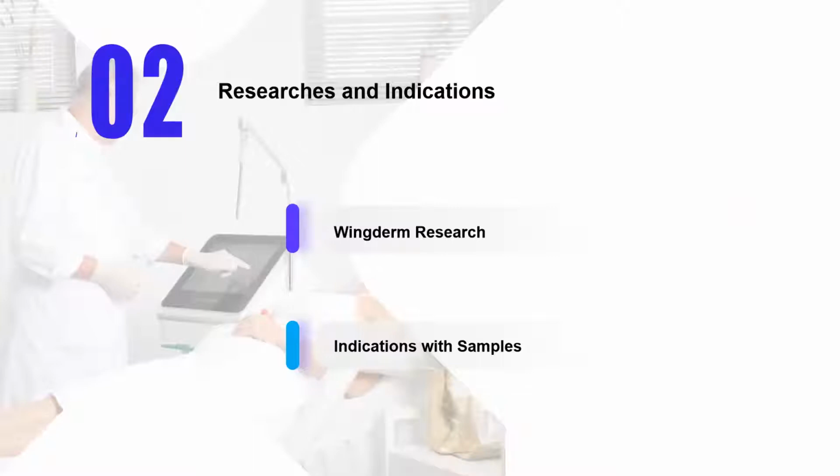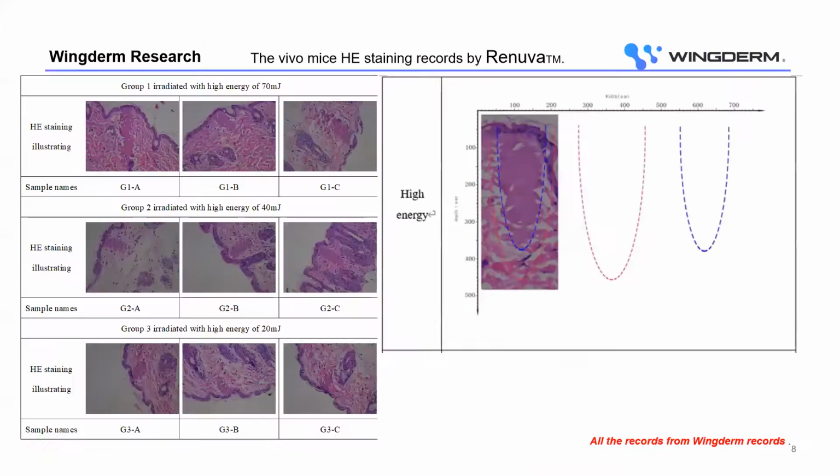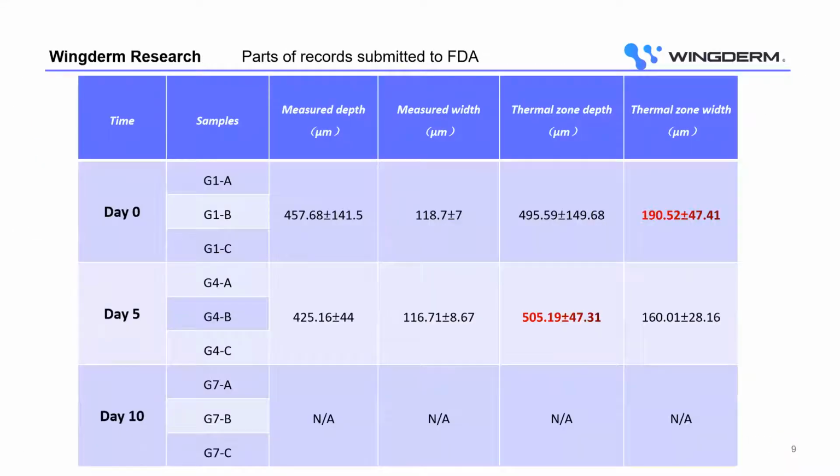Second part is about the research and indications, the Wyndham research and indications with examples. Wyndham has cooperated with a famous local biology lab, with 9 in vivo mice HE staining to get real evidence for the Renuva, with 2 weeks observation records, which is required by the FDA. The HE staining was taken immediately after the treatment. This record was from 5 days later and 10 days later.